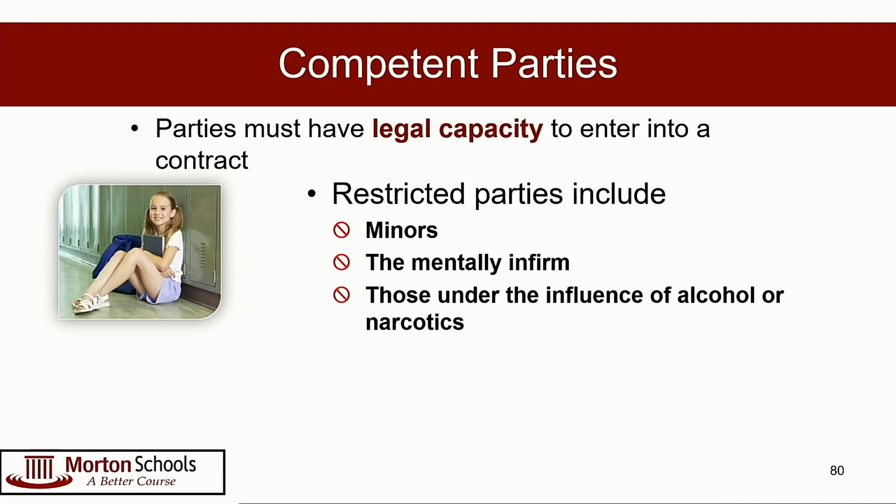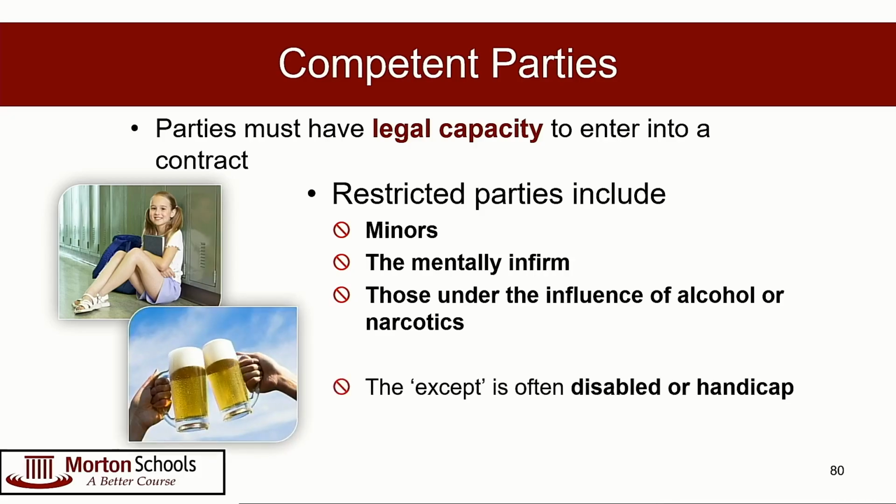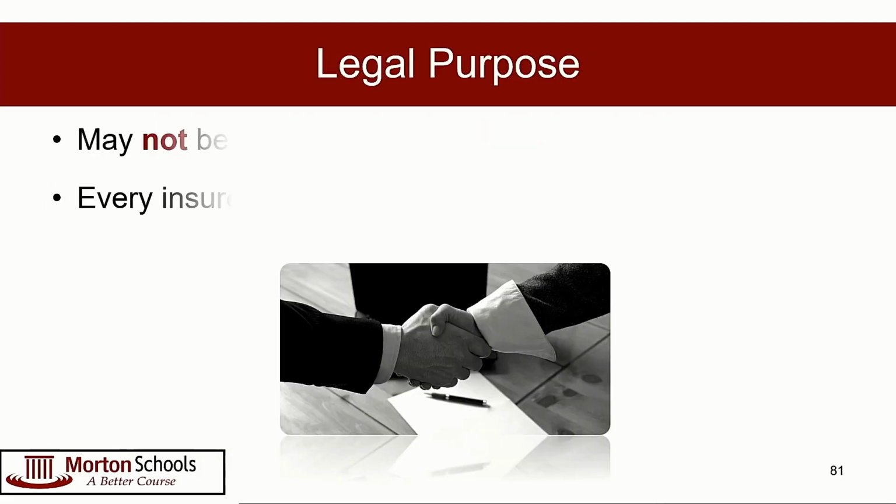What they do normally on the test, as we already talked about, they'll say all the following except. In this case, typically the except is often a disabled or a handicapped person. Those people are legally competent. They're able to sign the contract. However, minors, mentally infirm, and under the influence are not able to. And then the last element here is legal purpose.